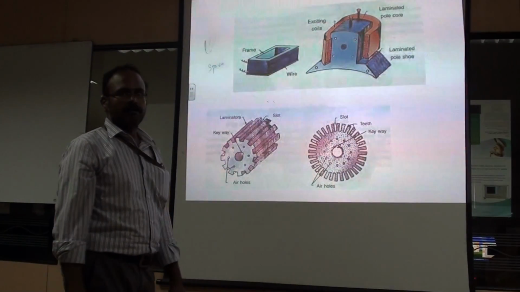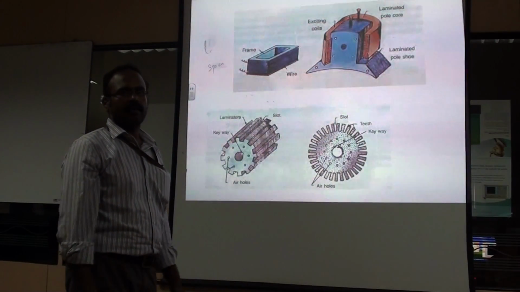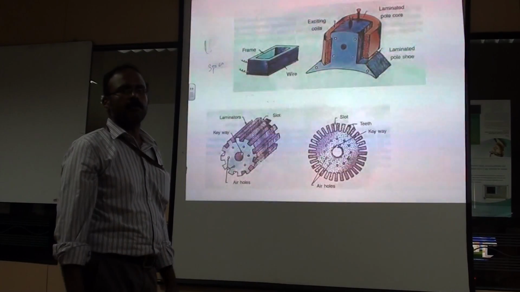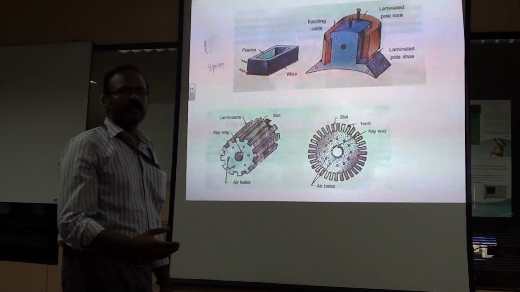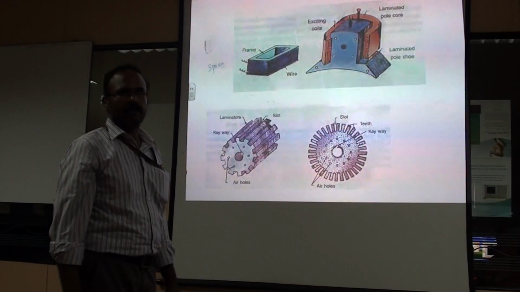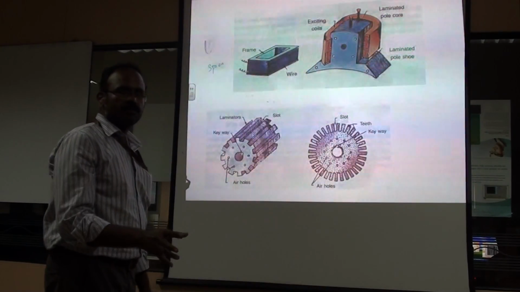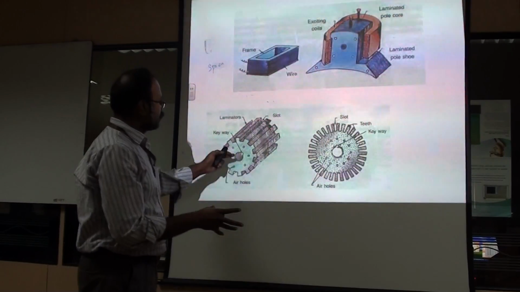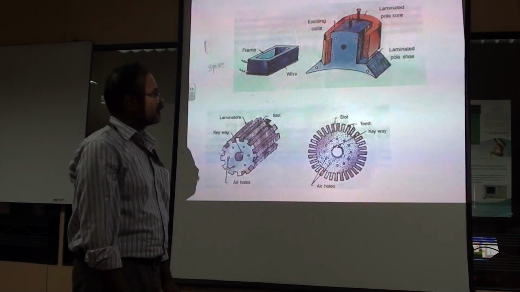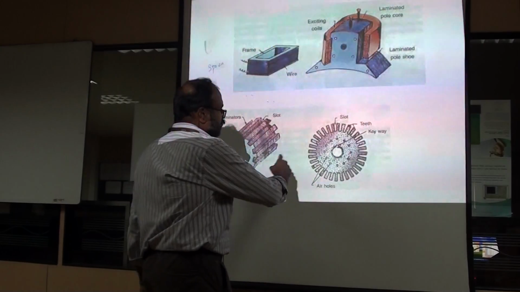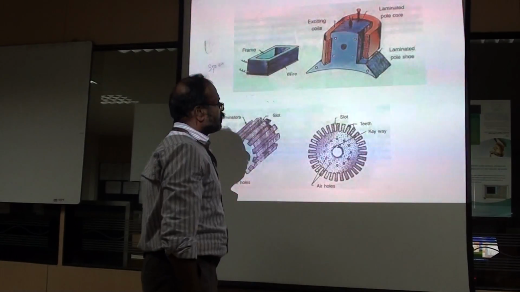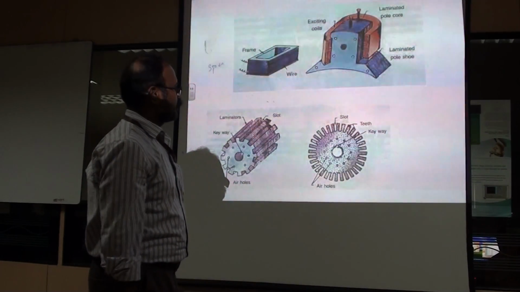Once again, these are the air holes for the air to flow, and thereby it can cool the whole armature. Whenever the generator is heavily loaded, an enormous amount of heat will be produced, and that heat can be dissipated to the atmospheric air when it passes through this. And this is the keyway which is used to fix the total armature core with the shaft. It can be locked.